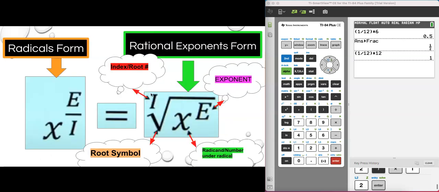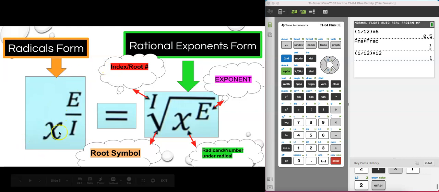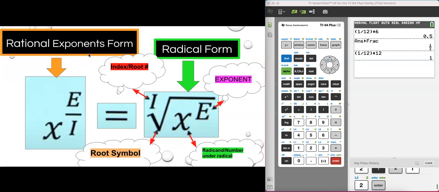Today, if you remember, our objective is to understand how we can switch between radical form and rational exponent form. I have those mixed up. Let me just switch that real quick. It's good to know that you won't let a mistake go without letting me know, and I'm glad I caught that because that would have been very tragic.